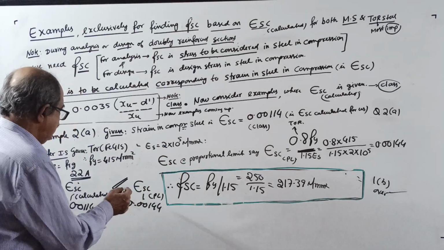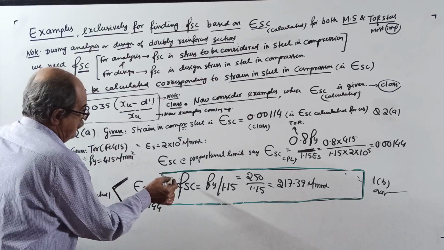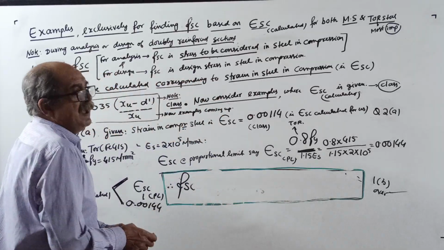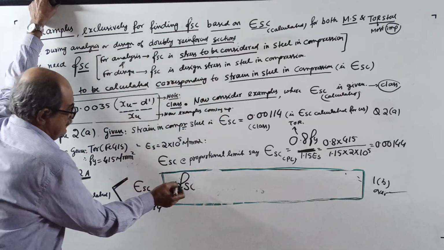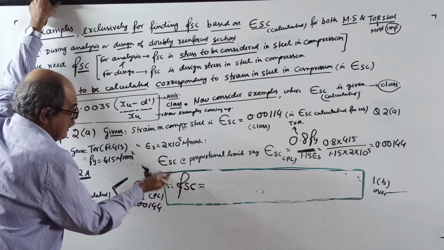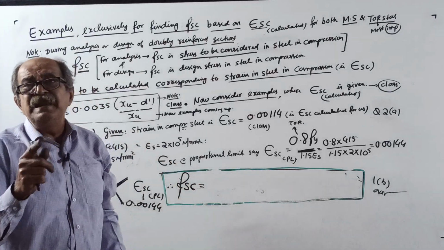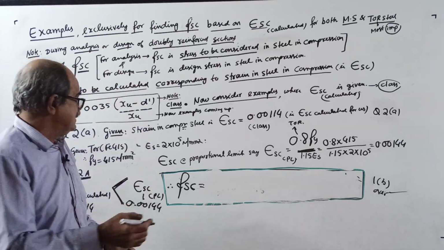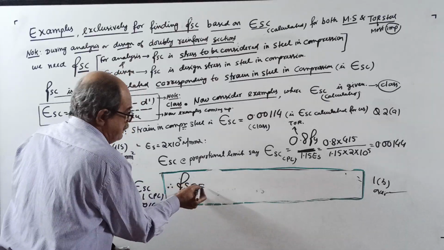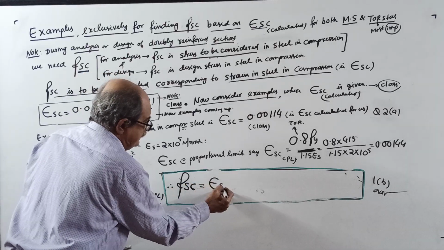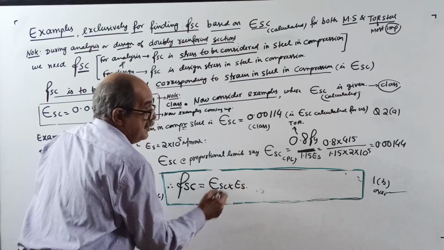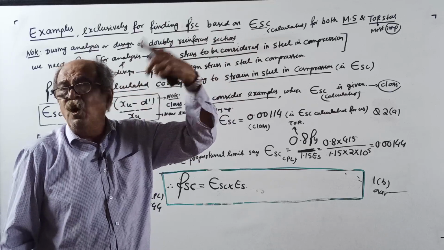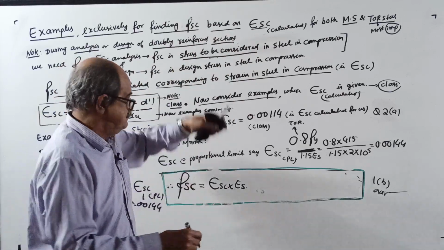Everything over is less than this one. So remember, make a note. Even for tar steel also, if the strain calculated is within proportionality limit, then direct answer FSC, as told last time, is directly epsilon SC into ES. But not for next case. If the strain is more, then you cannot use it, like mild steel.